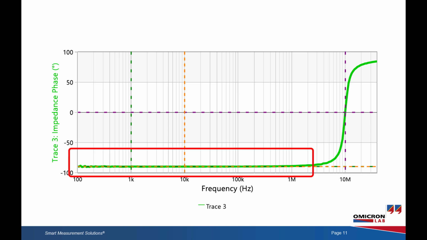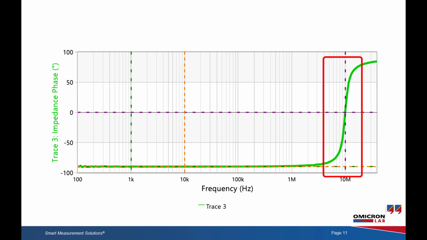Below resonance, the phase is close to minus 90 degrees, so the component behaves capacitively. At resonance, the phase crosses 0 degrees, meaning the reactive parts cancel and the impedance is mainly resistive. Above resonance, the phase becomes positive and moves toward plus 90 degrees, indicating inductive behavior caused by ESL.